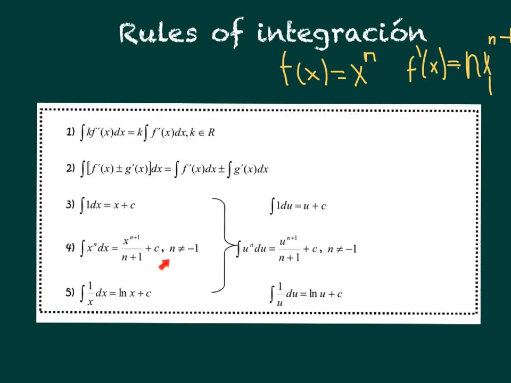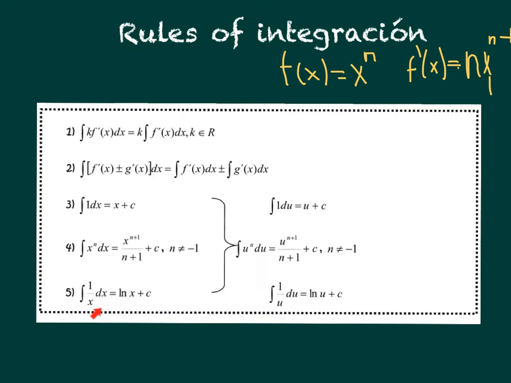But we have to point out that n must be different from -1, because when n equals -1, we would have an indefinition in that denominator. That would be -1 plus 1. So we need another rule for this case. And that rule is this one here.